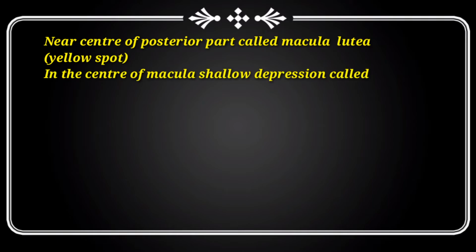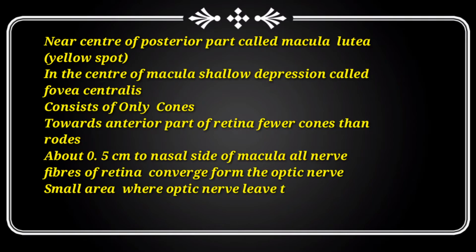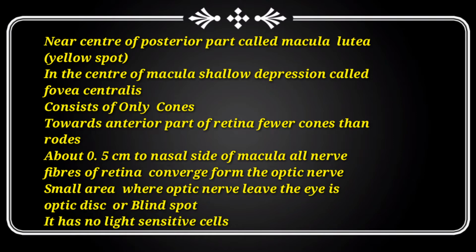Near the center of the posterior part, there's an area called the macula lutea, the yellow spot. In the center of the macula, there's a shallow depression we call the fovea centralis, and it consists of only cones. There are no rods, and towards the anterior part of the retina, there are fewer cones than rods.